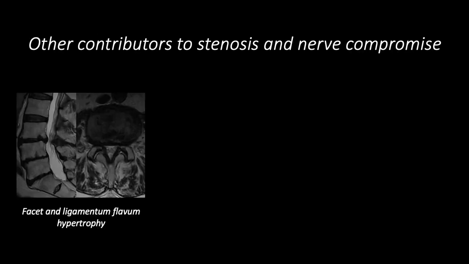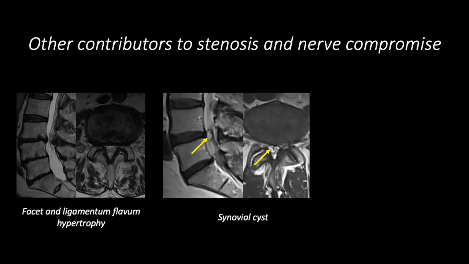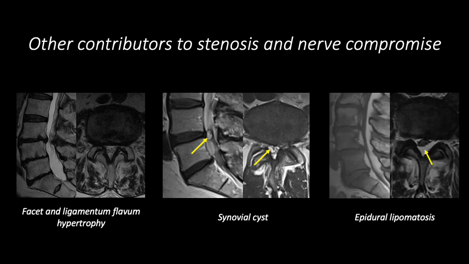Facet and ligamentum flavum hypertrophy can cause foraminal, subarticular zone, and central spinal canal stenosis. Synovial cysts, which form as a result of facet joint degeneration, can also cause nerve compromise when they project into the spinal canal or into the neural foramen. Thecal sac narrowing can be significant, and it can be caused by epidural lipomatosis when there's this excess of epidural fat, as we can see on the sagittal T1 weighted image here. The epidural fat can be so voluminous that it can compress the thecal sac. And here we see a very small thecal sac, and all the nerve roots are aggregated within that thecal sac.